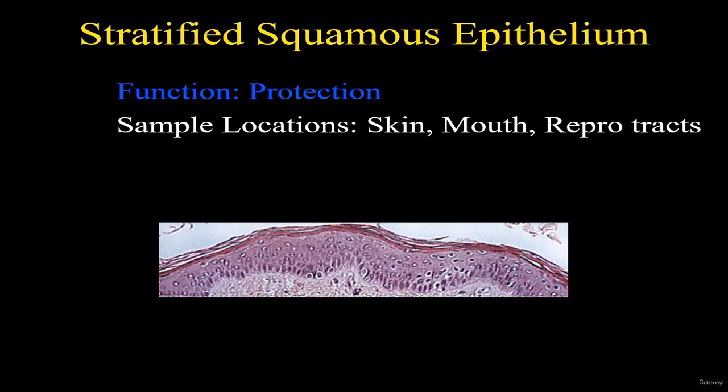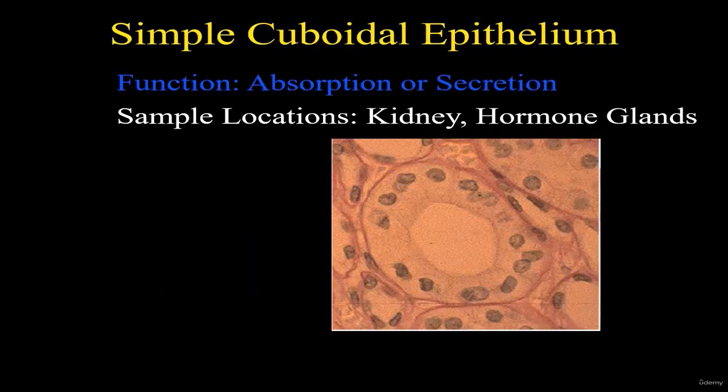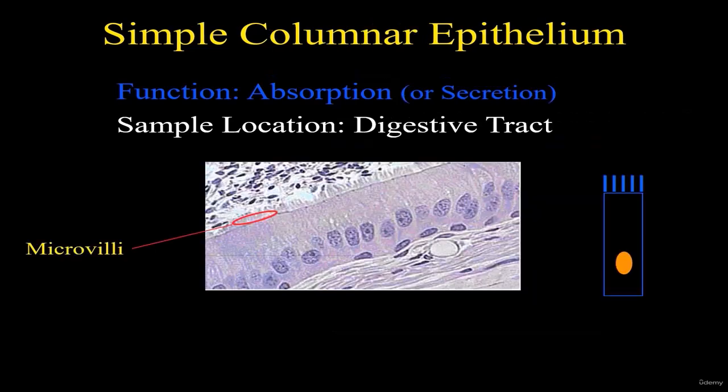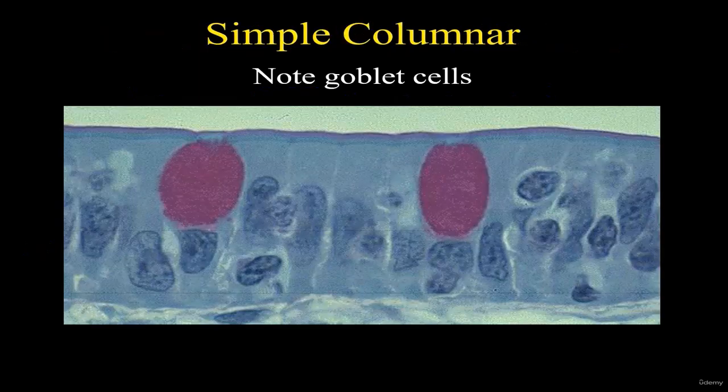Stratified squamous epithelium, function: protection; sample locations: skin, mouth, reproductive tract. Simple cuboidal epithelium, function: absorption or secretion; sample location: the kidney and hormonal glands. Simple columnar epithelium: these are the microvilli here. Sample location: digestive tract. Simple columnar with the globular cells.